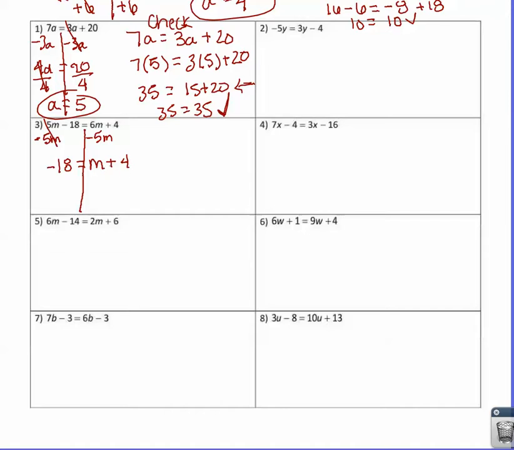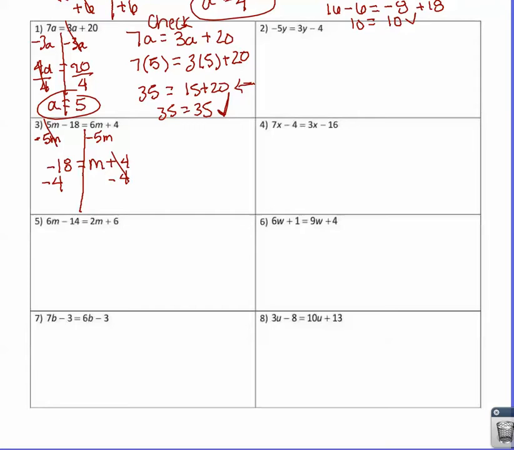Now I can take my positive 4, take the inverse operation, and move it to the left side. And the reason now that I'm moving my 4 instead of my negative 18 is because you want your variables on one side of the equal sign, and then your constants need to be on the opposite side of the equal sign. So it does not matter which way you move your numbers and variables as long as they are on opposite sides of the equal sign and you have moved them with the correct sign.